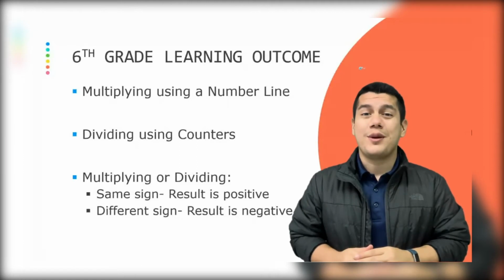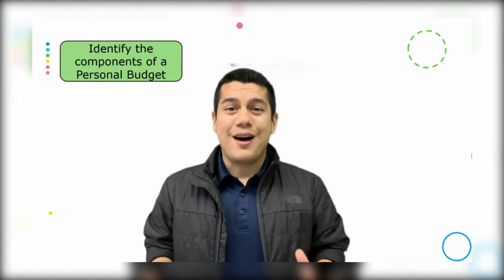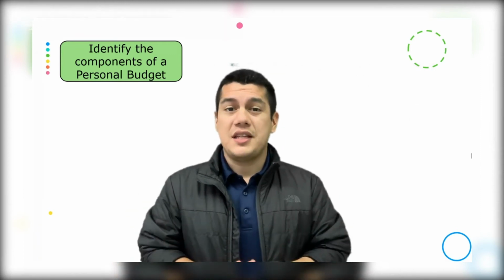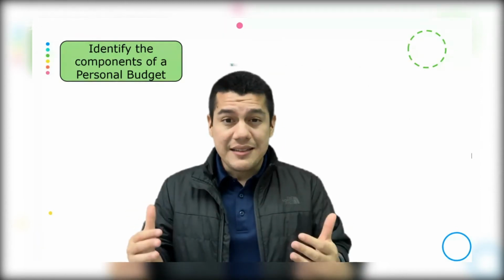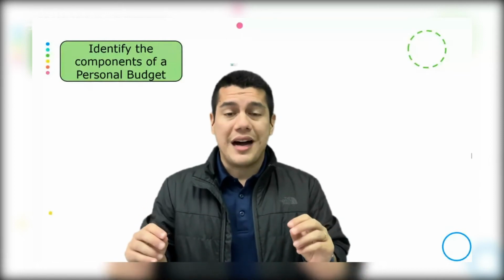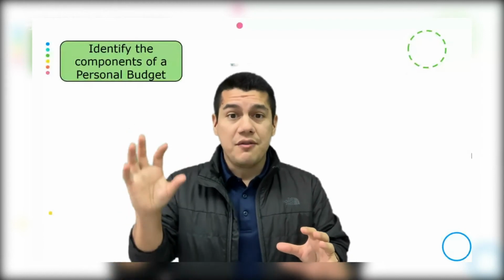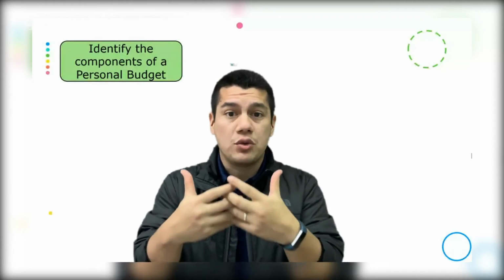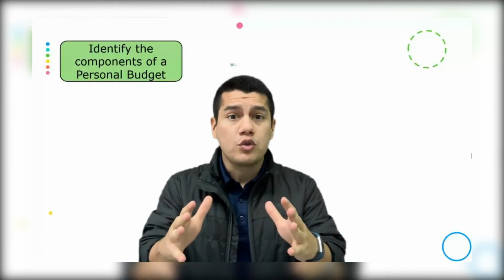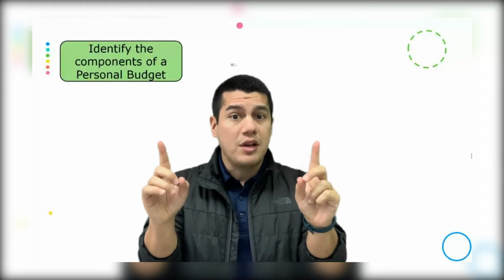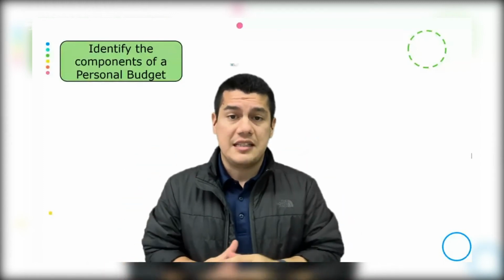Now let's get to our 7th grade section. For our 7th graders, the main objective is for us to be able to identify the components of a personal budget. And in a simple explanation, a personal budget is just a summary of positive numbers and negative numbers representing your financial situation. So in order for us to start this, we're going to introduce 2 key vocabulary that we're going to see throughout this lesson.